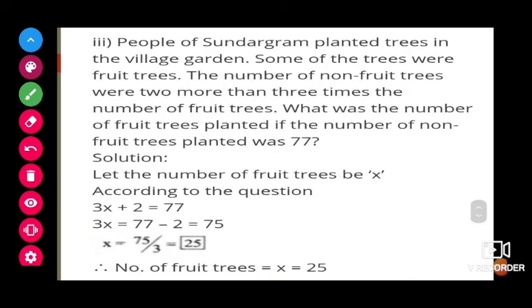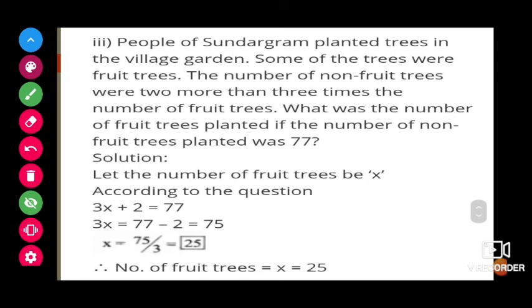Next one. This is the third question, children. Third means third question. Okay. First one. People of Sundargram planted trees in the village garden. Some of the trees were fruit trees. The number of non-fruit trees were 2 more than the 3 times of the number of fruit trees. What was the number of fruit trees planted if the number of non-fruit trees planted was 77?